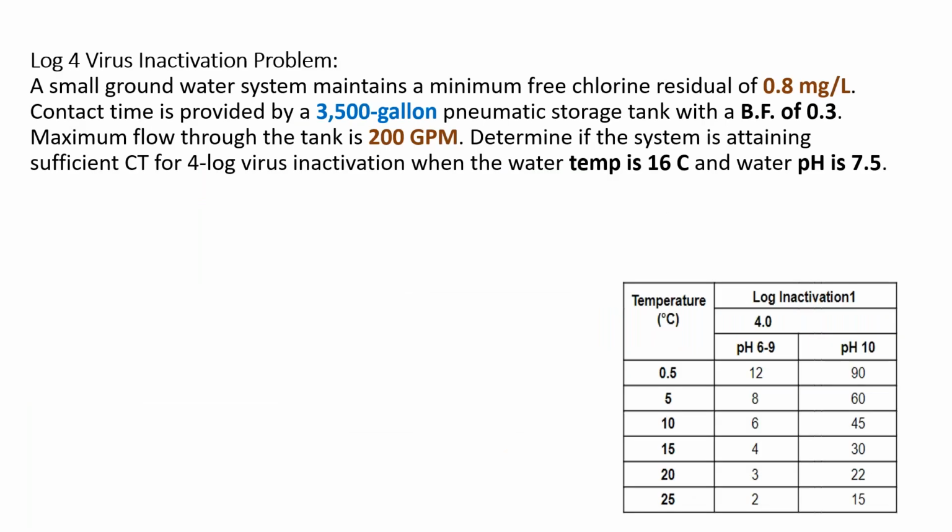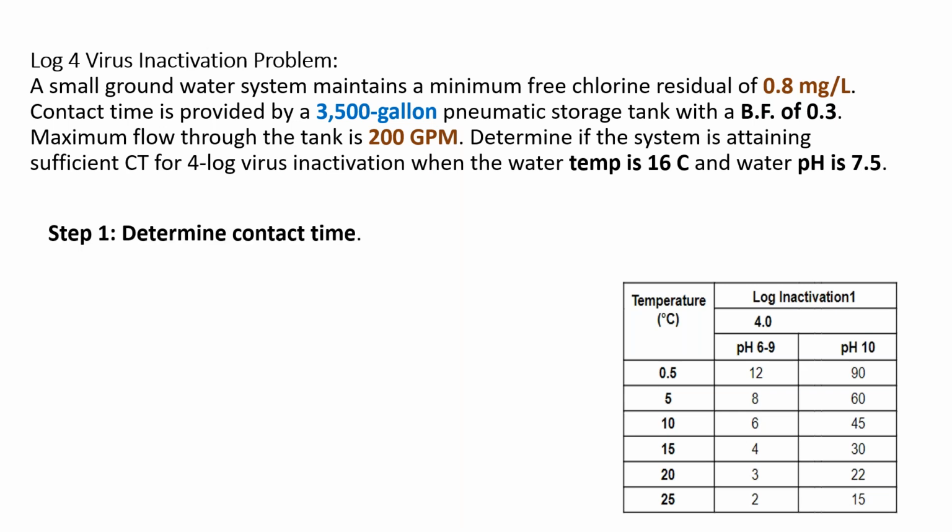We have a small groundwater system, and we have a chlorine residual of 0.8. We're measuring a free chlorine residual of 0.8 at the end of the process. Our contact time is provided by a 3,500 gallon pneumatic storage tank. The baffling factor is not that great, it's 0.3. And the maximum flow through the tank is 200 gallons a minute. We want to look at whether this system is attaining a high enough CT value to attain that 4-log virus inactivation when the temperature is 16 degrees and pH is 7.5. Same factors we just looked at.